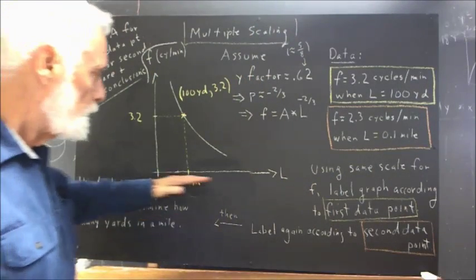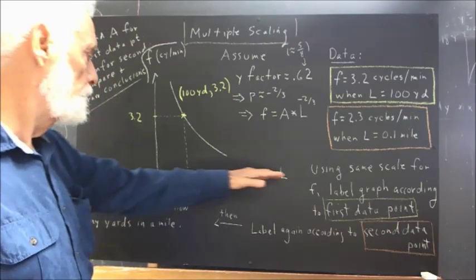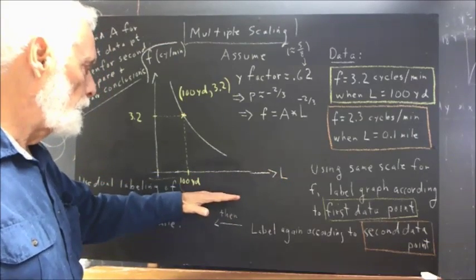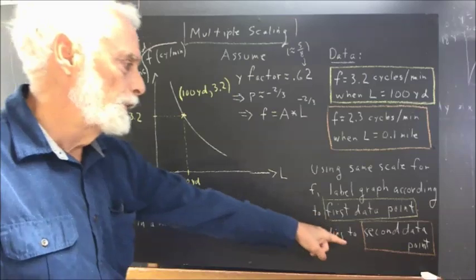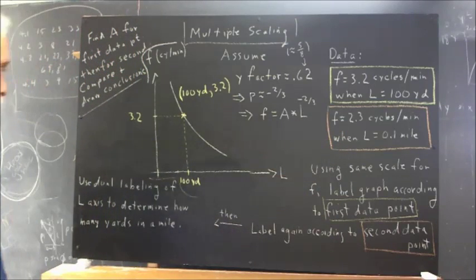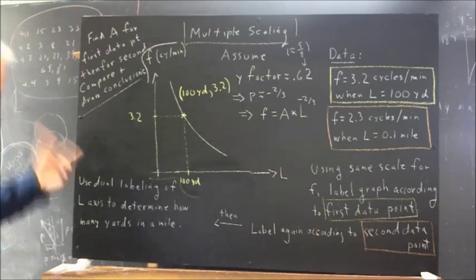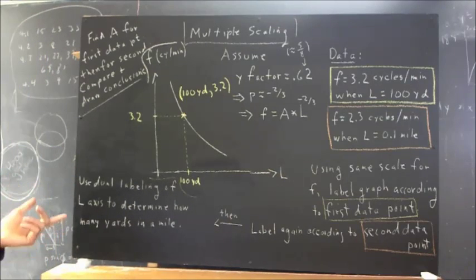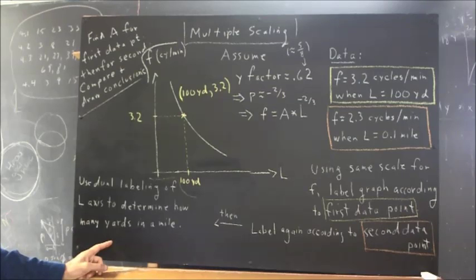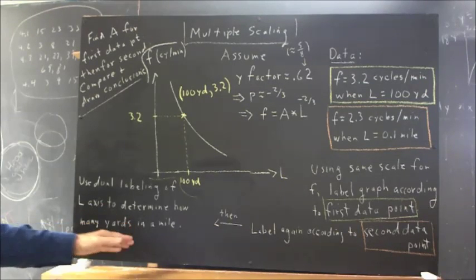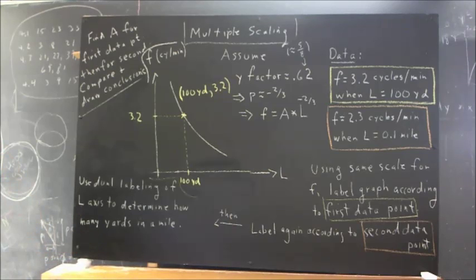Okay, like you got your labeling in terms of yards here. Just below that, you can put your labeling in terms of miles. Okay. Having done that, I want you to use this dual labeling to determine how many yards there are in a mile. Once you've done the dual labeling, it should be obvious how you get this, but I'll give you some hints in a subsequent video, just in case.